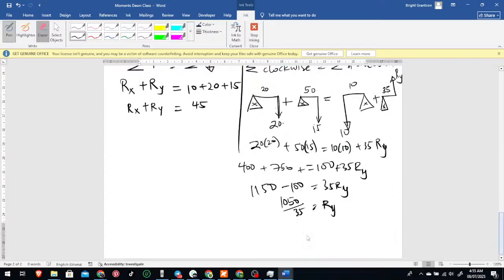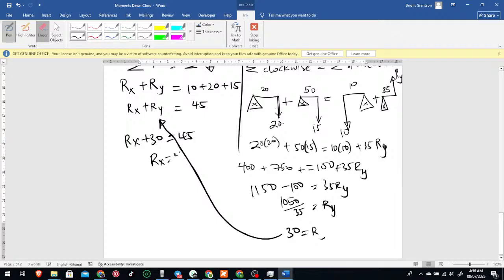This is 30. Can we put the value of that here? So R sub x plus 30 equals 45. R sub x equals 45 minus 30. R sub x is what? 15. Therefore, the reaction at x is 15 newtons. And the reaction at y is 30 newtons.